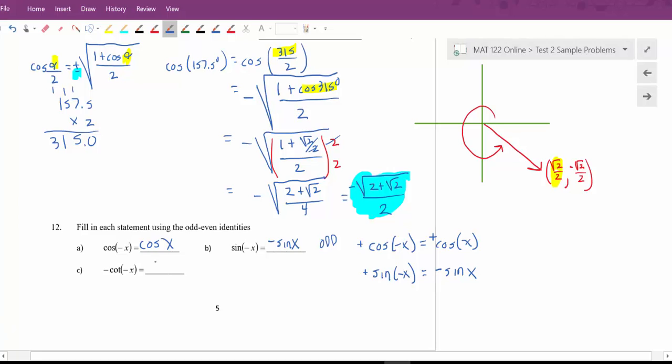Okay, and then the next one, cotangent, is also an odd function. So this one goes like this. I'm going to write this as negative cotangent of negative x. Well, since it's an odd function, this part right here becomes opposite. So cotangent of negative x is negative cotangent of x. Then you have two negatives that are going to multiply out to give a positive. So the answer to that problem is cotangent of x.